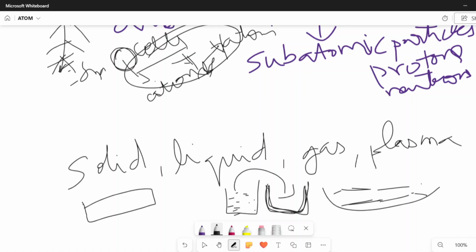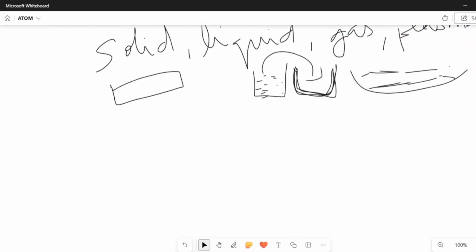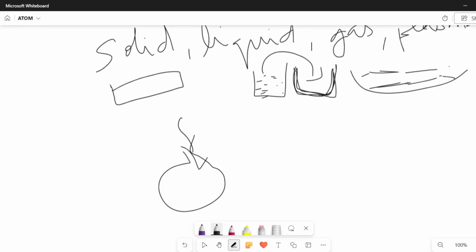Next comes your gas. Gas is the air which we breathe. If you take a balloon like this, your gas is going inside the balloon and as much as possible it tries to occupy this balloon. So it also has volume and it also occupies space. Whatever air we are breathing, your oxygen and whatever we are leaving, carbon dioxide, everything is made up of atoms.